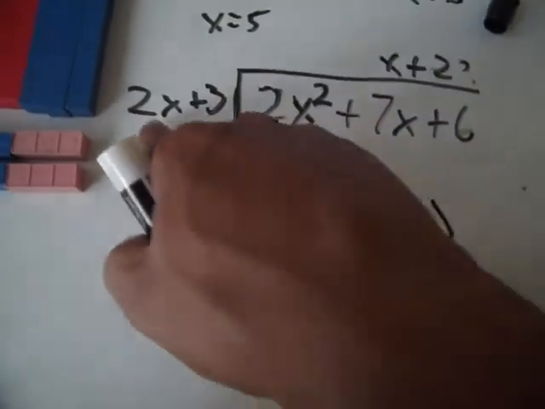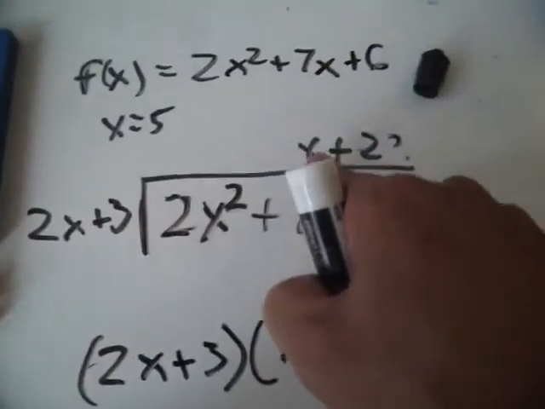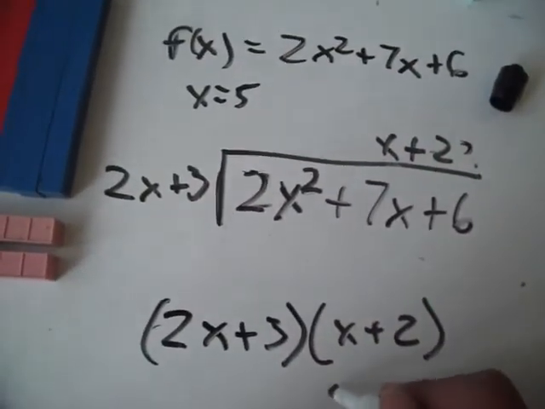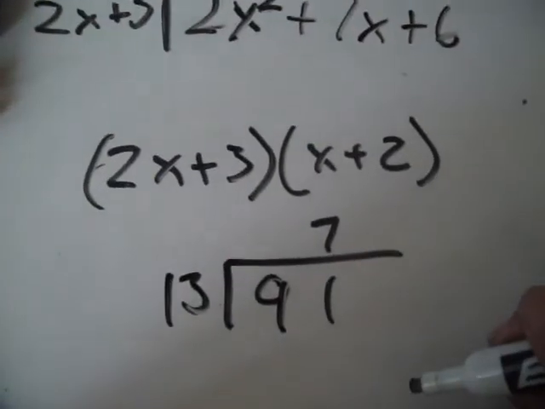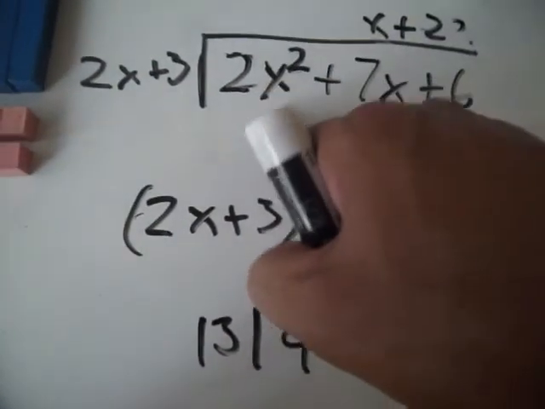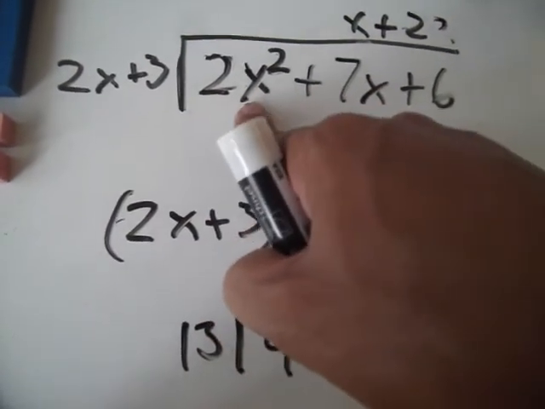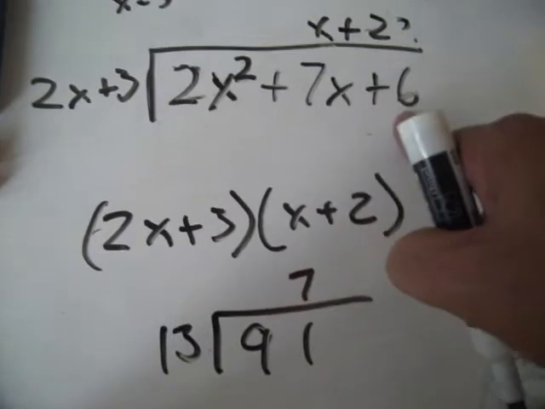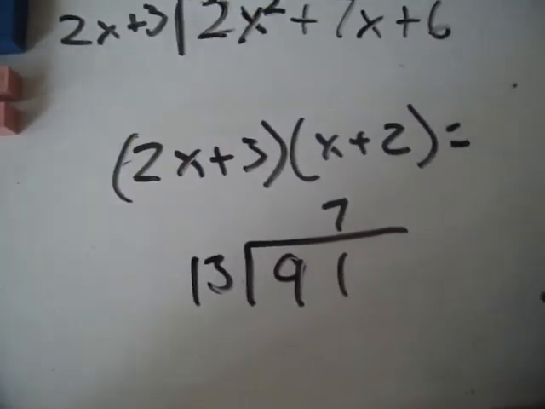What if x is 5? Well, that's 10, that's 13. What if x is 5? Well, that's 7. Well, 7 times 13, 91. And I could figure it out that 5 times 5 is 25, and 2 of them is 50, and 35 more, and 6 is 91. See, it works for every one of them.